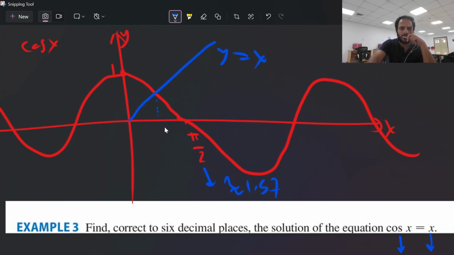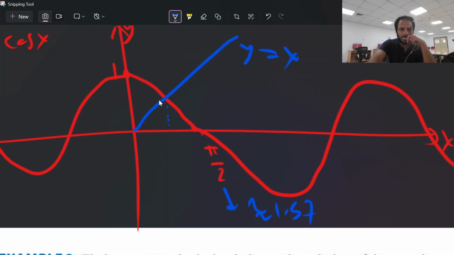Approximately, what's the solution for this? The x value, I mean. What's your estimate for this? Pi over 4? Not necessarily pi over 4. Choose a number, I mean. Tell me the digits, not in terms of pi.